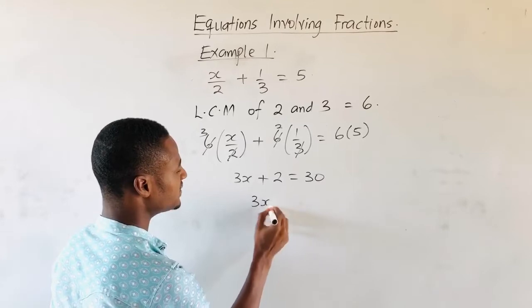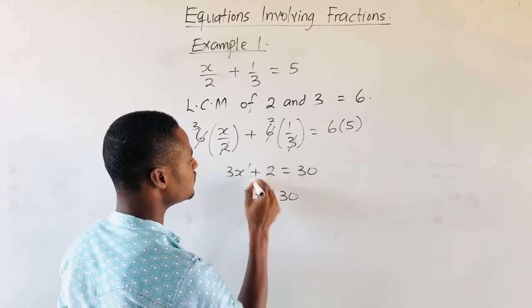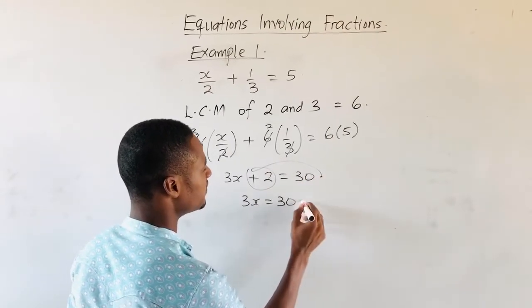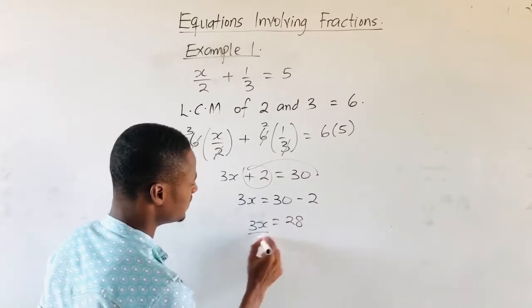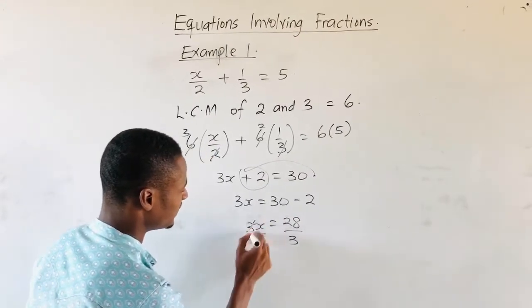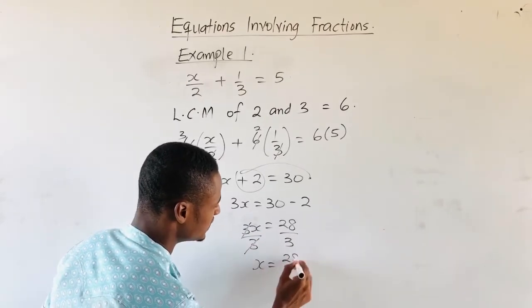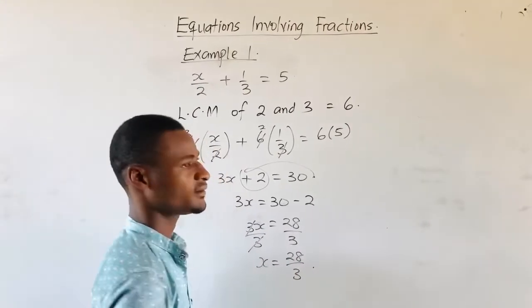So 3x plus 2 is equal to 30. 2 crosses the equal sign to become minus 2. 3x is then equal to 28. We divide both sides by 3. And x is equal to 28 over 3.